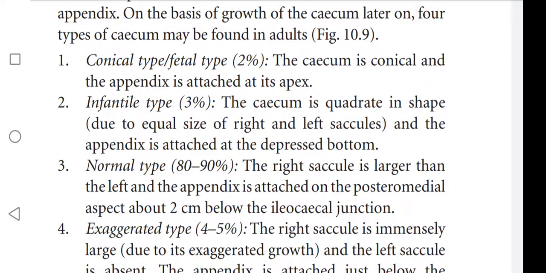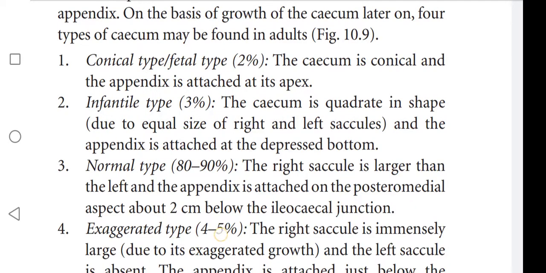Okay guys, infantile type, once again I am reading for you. Infantile type is 3%. Cecum is quadrate in shape due to equal size of right and left saccules. In the infantile stage, the cecum is in quadrate shape. Why does this quadrate shape come? The right and left saccules are of the same size, and the appendix is attached at the depressed bottom.